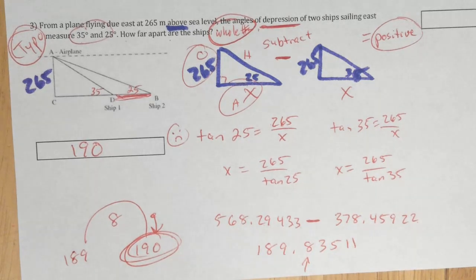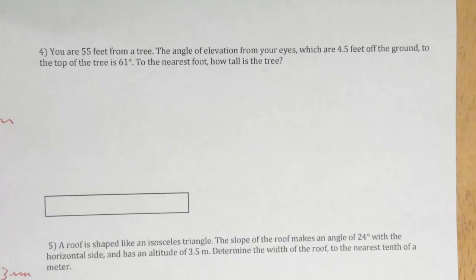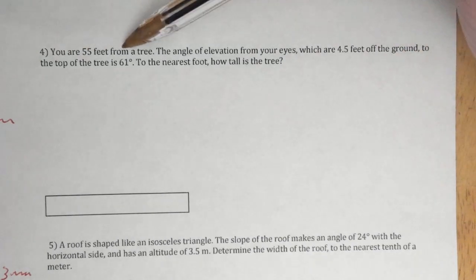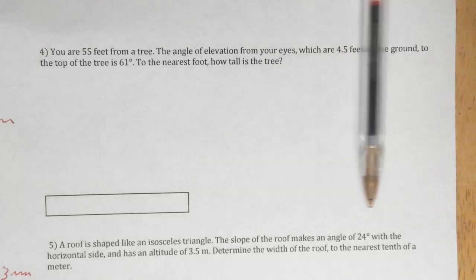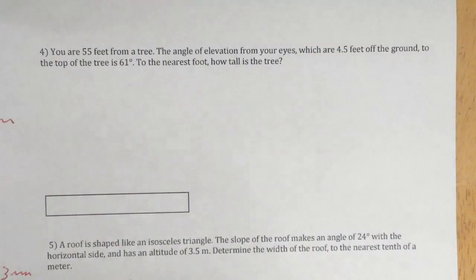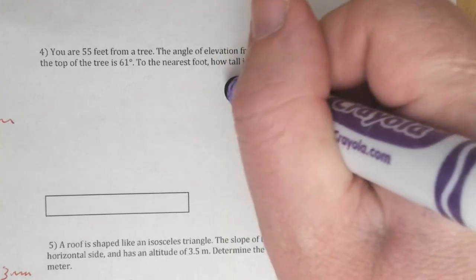All right, let's go to number 4. All right, so on number 4, okay, you are 55 feet away from a tree. All right, I have no idea what's going on. Let's just draw this. Okay, so we have a tree.